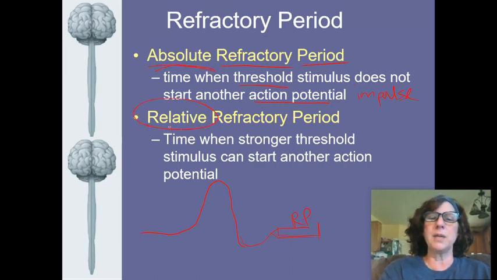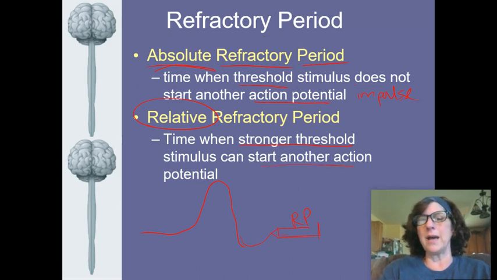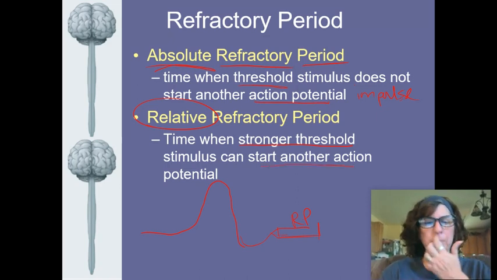There are some cases where you have something called a relative refractory period. So I might be able to get a stronger threshold or a little more information coming through to the neuron, right? That can actually start another action potential without a full rest period in there.